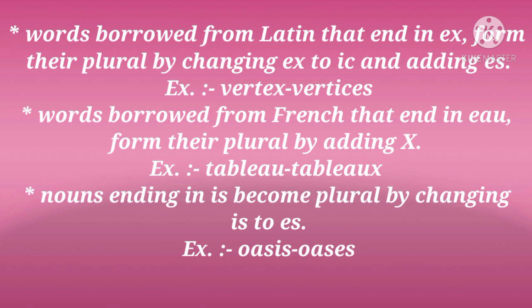Next, words borrowed from French that end in eau form their plural by adding x. For example, tableau. Now if we add x, it will become tableaux. Now children, nouns ending in is become plural by changing is to es. For example, analysis will be changed to plural form by changing is to es and it will become analyses.